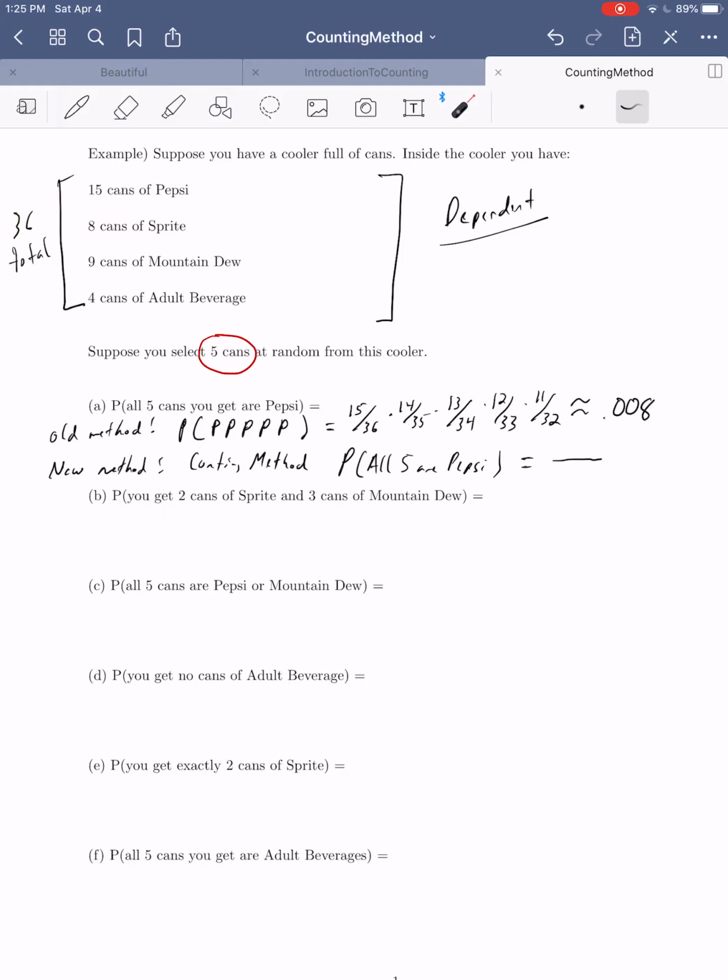Now we're doing this without repeats because we know that it's dependent. You can't select the same can twice. And of course, the order of the selections doesn't matter. So that would make this a combination. So the complete number of combinations would be 36C5. There's 36 cans to choose from, and we need to select 5 of them.